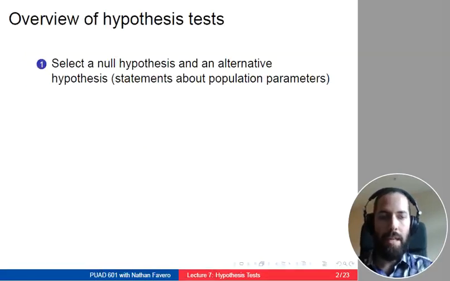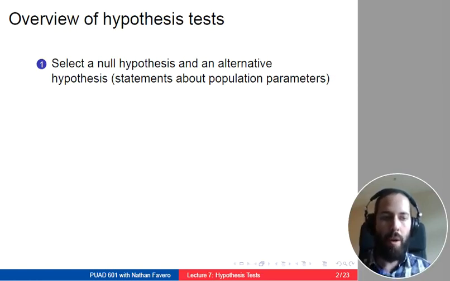Well, there are four main steps, and we're just going to explain these briefly. They might not make a whole lot of sense right now, but we'll circle back and explain them in more detail in the next video, and you'll see how these elements play out in an example in this video. So the first step is to select what's called a null hypothesis and an alternative hypothesis. Those are two different hypotheses that you're going to have, and they're going to be statements about population parameters.